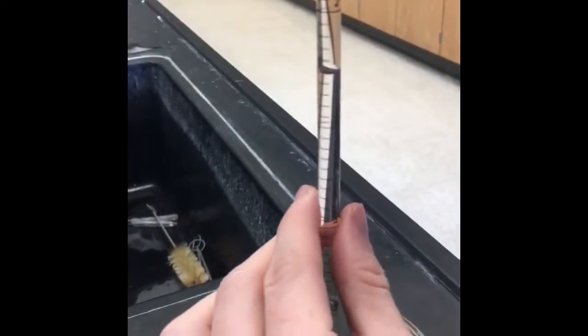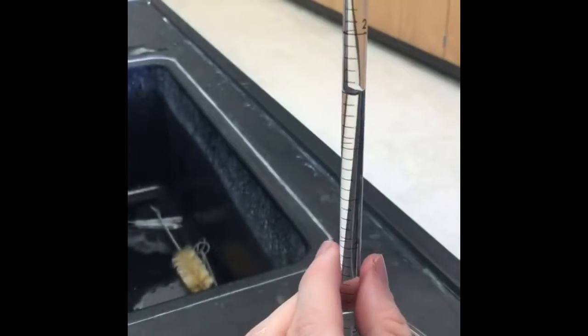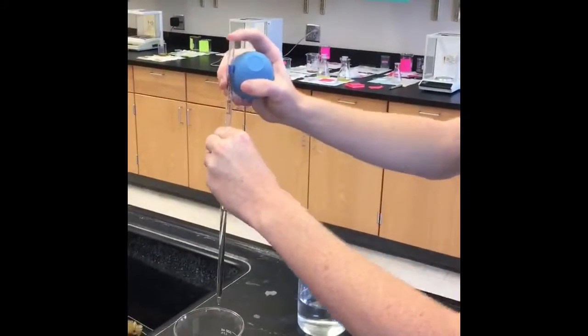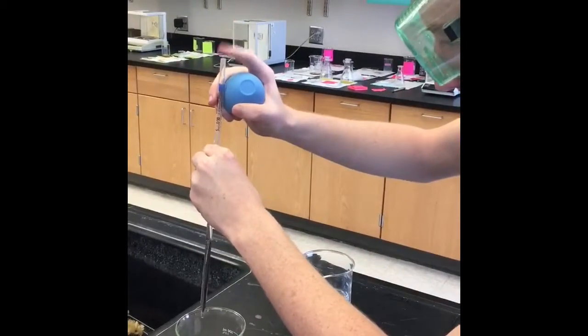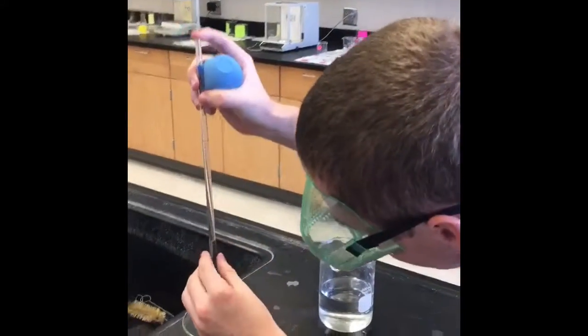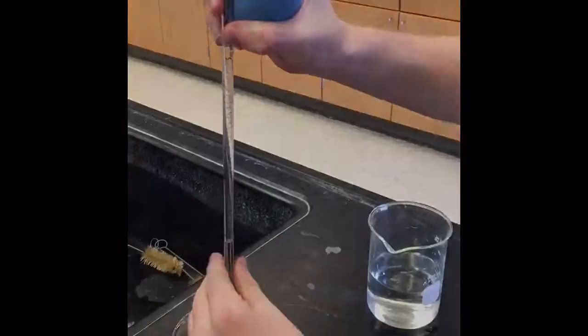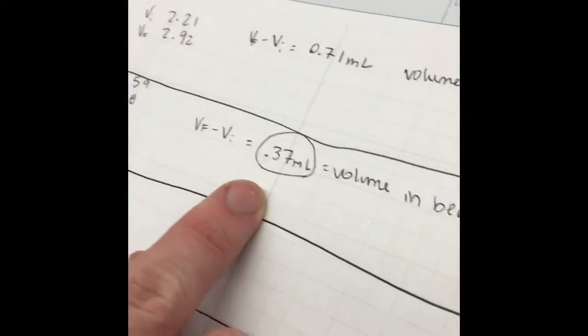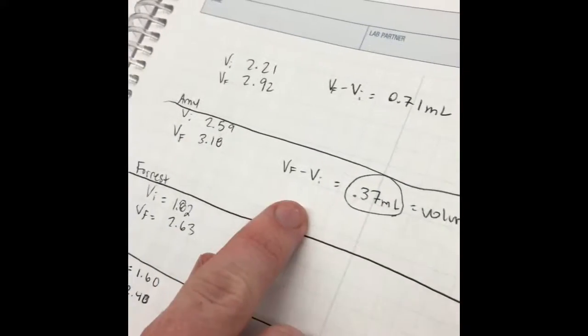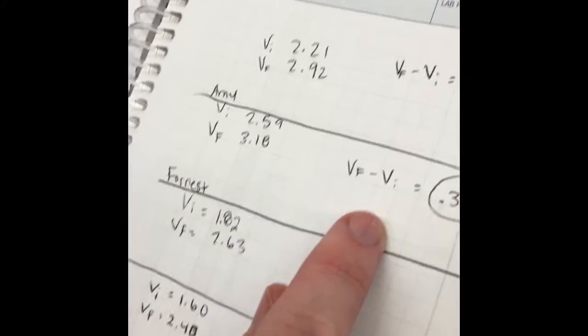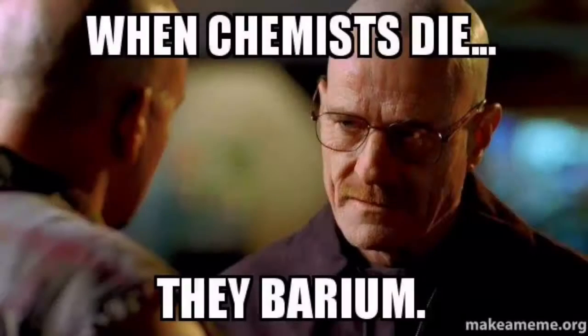The initial volume is 2.59. The final volume is 3.18. The transfer volume is 0.37 milliliters. That is equal to the initial volume subtracted from the final volume. Now let's see how Deepa conducts the experiment.